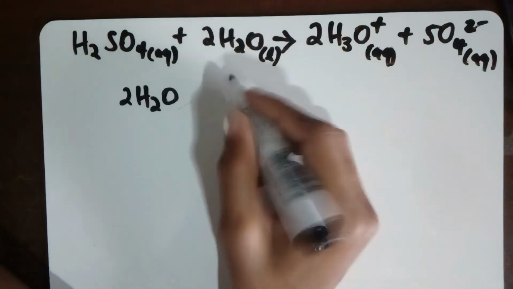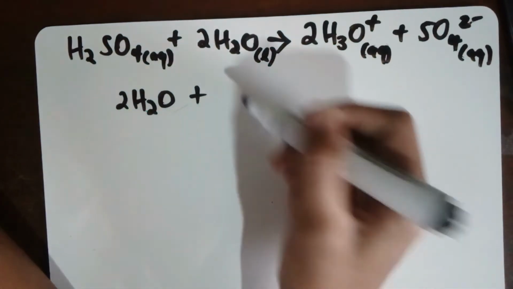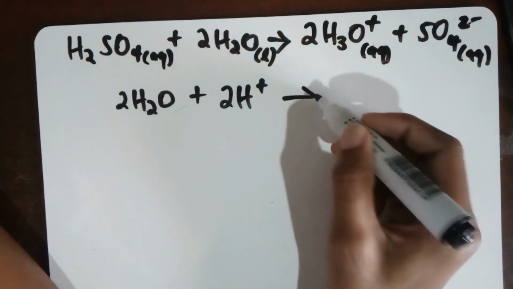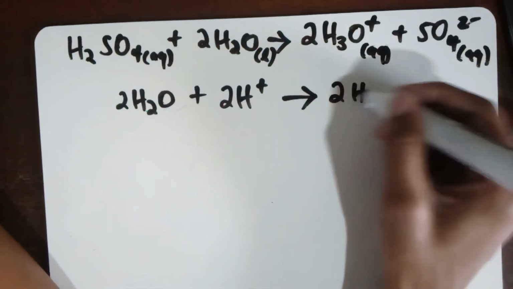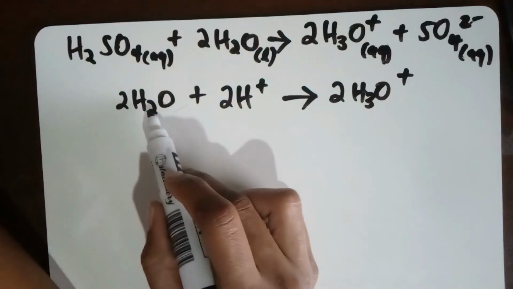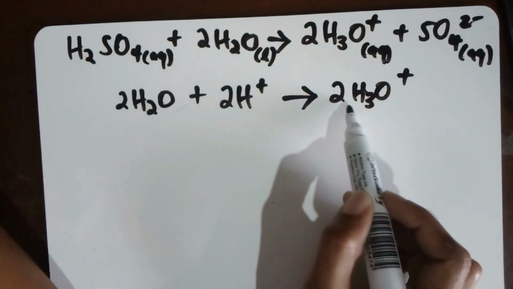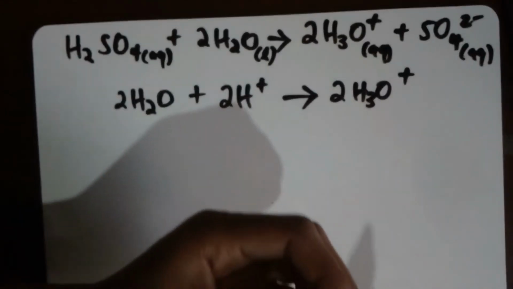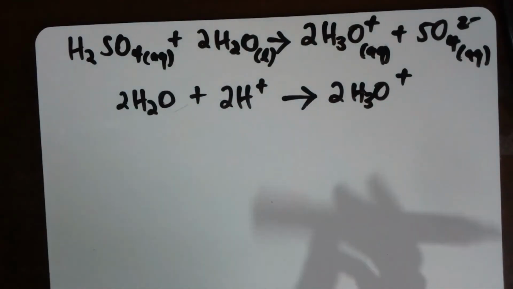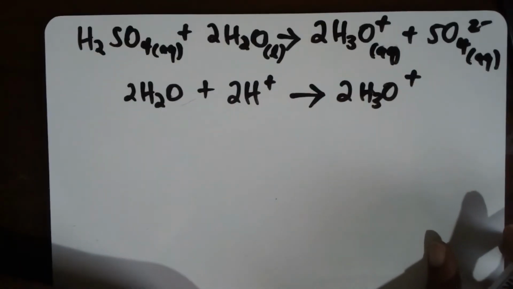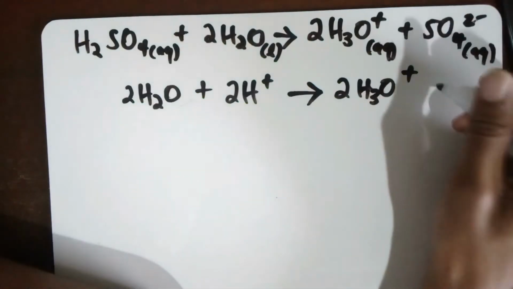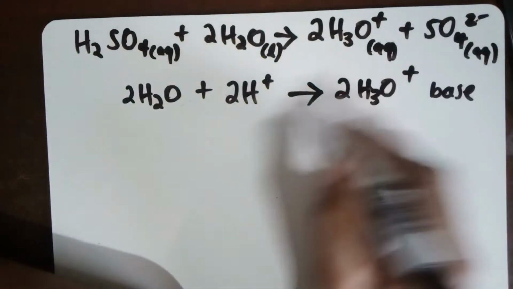So this water must have somehow accepted a proton. So we have 2H2O which will accept two hydrogen protons, which will then give us 2H3O+. So you just always make sure that the number of hydrogens is 6, oxygen is 2. So just making sure that it's balanced. So it's very important for you to be able to write a balanced equation at this stage. You should be able to do that with ease. So this means that this one is a base because it accepts those two protons.